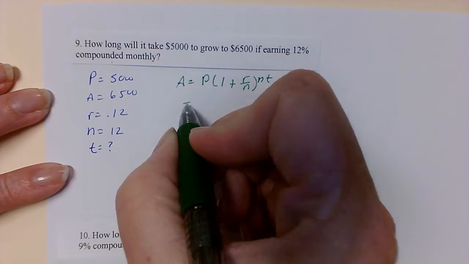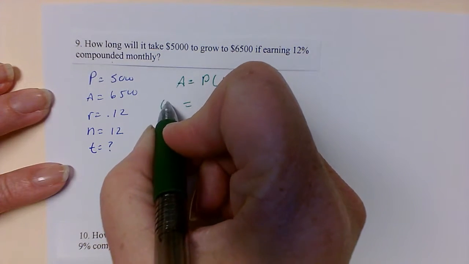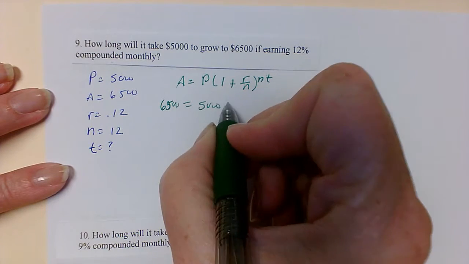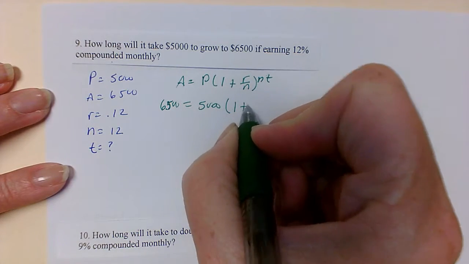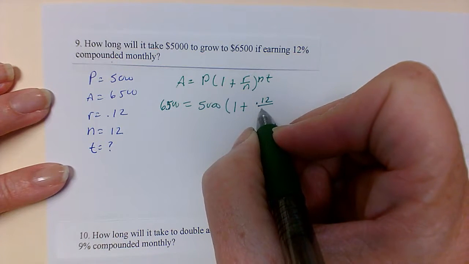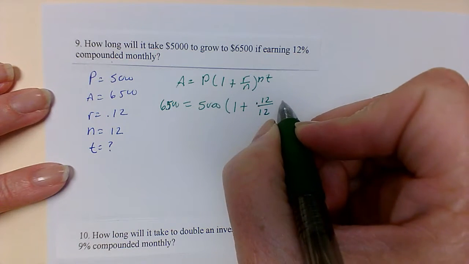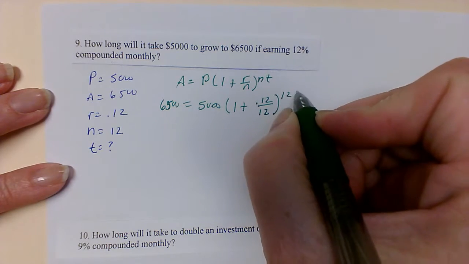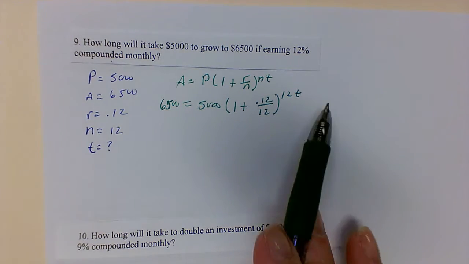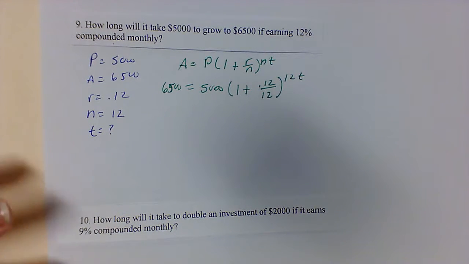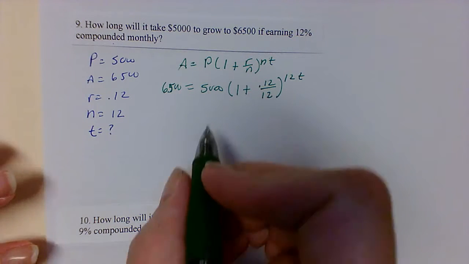And now we're just going to plug in our values. So our A is 6,500 is equal to 5,000 times 1 plus 0.12 divided by our N, which is 12, raised to our N, which is 12, times T. And anytime we end up with our variable up in our exponent, we know we're going to end up doing our natural logs. So I'm going to start out by dividing the 5,000.